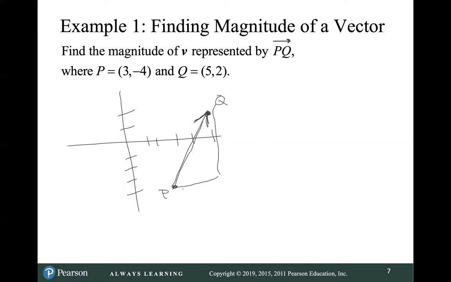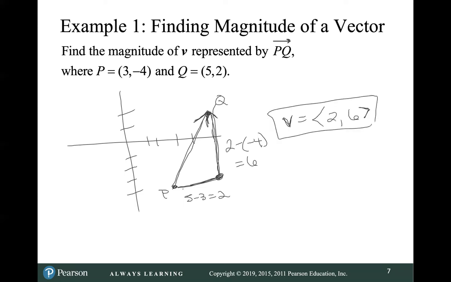So I went from 3 to 5, which is a distance of 2. I can do that as 5 minus 3 equals 2. Then I went from -4 up to 2. So 2 minus -4 equals 6. So I can say vector v equals the vector with components 2, 6. And that's all there is to it to find the vector.